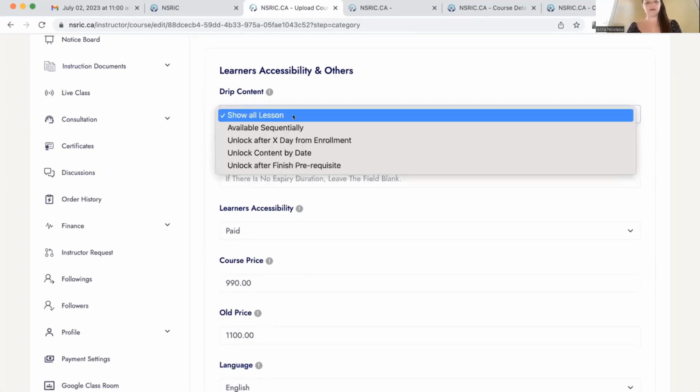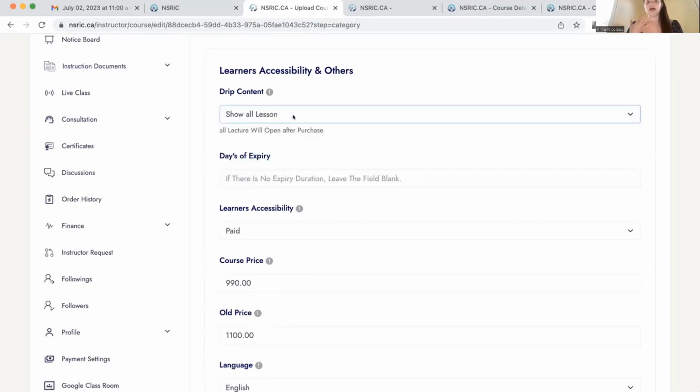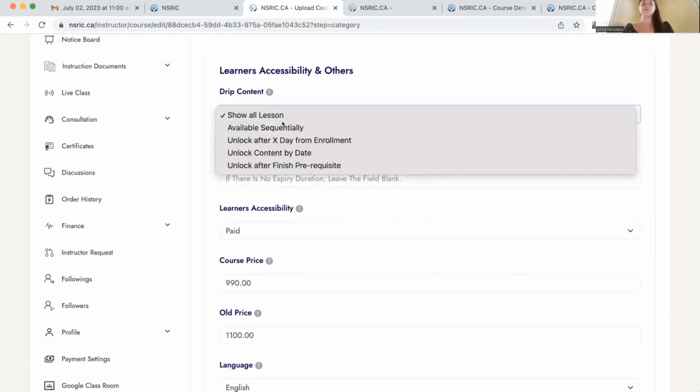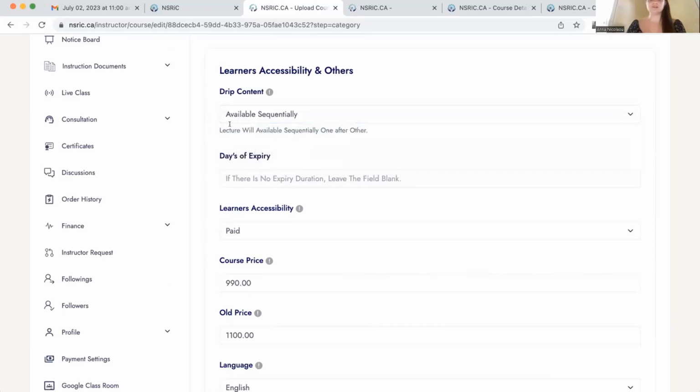You can choose show all lessons, which is what I personally do. That means all the lectures will open after purchase. So all the lectures, all the materials, after someone has purchased it, they'll be able to just access it all. That's an option, and that's what I personally like. There's also available sequentially. That means a lecture will be available one after the other.